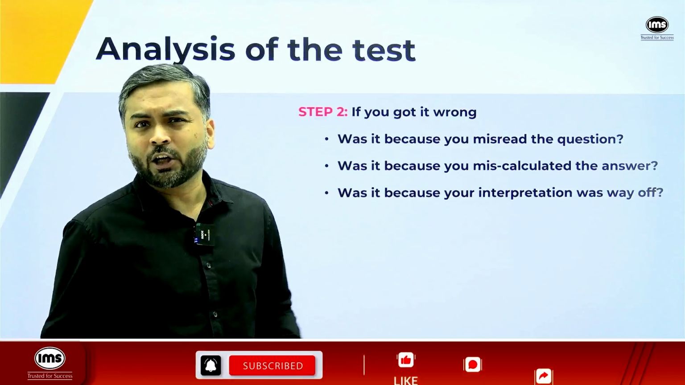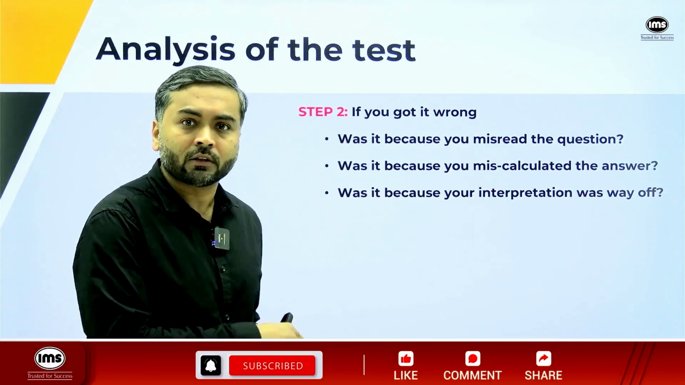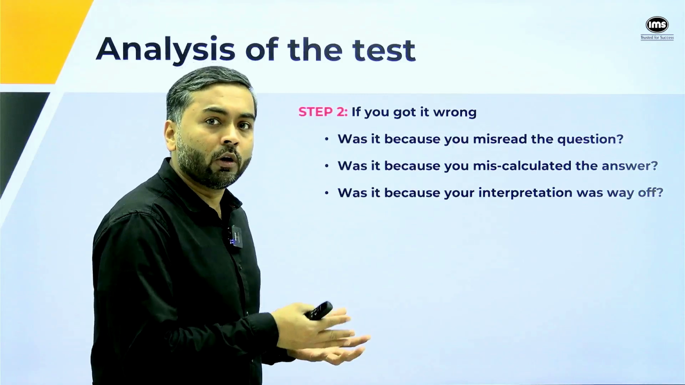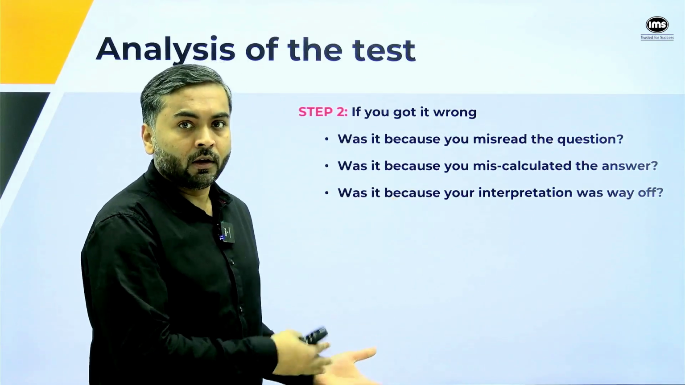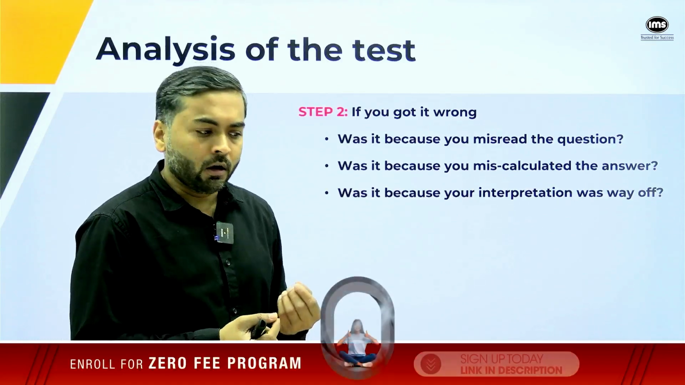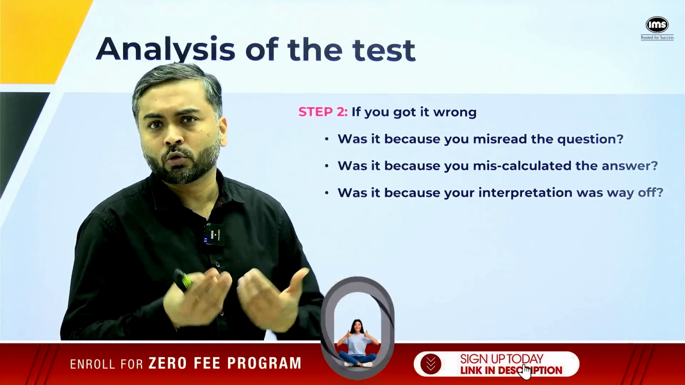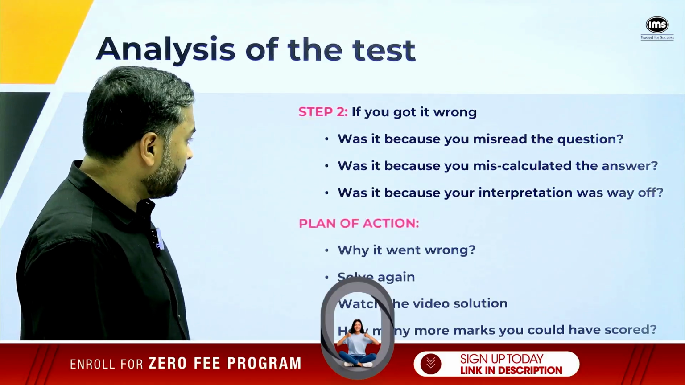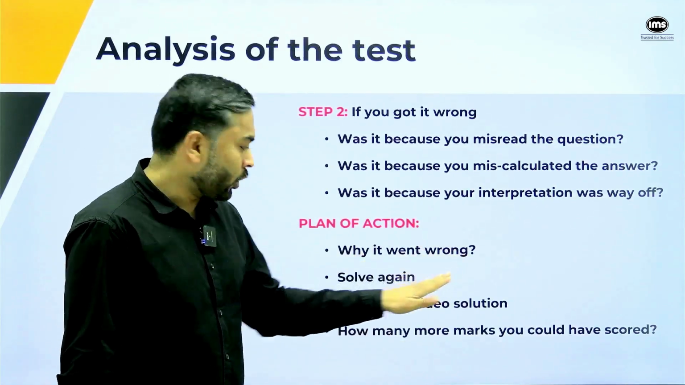Yes, if there is no negative marking, it's a different case. But if there is negative marking, then I am sure you don't want to bluff it. Especially when it is quant and reasoning. In English, you can probably take a wild guess if you are down to two options, correct? So what you should do if it is one of these is understand where it went wrong.